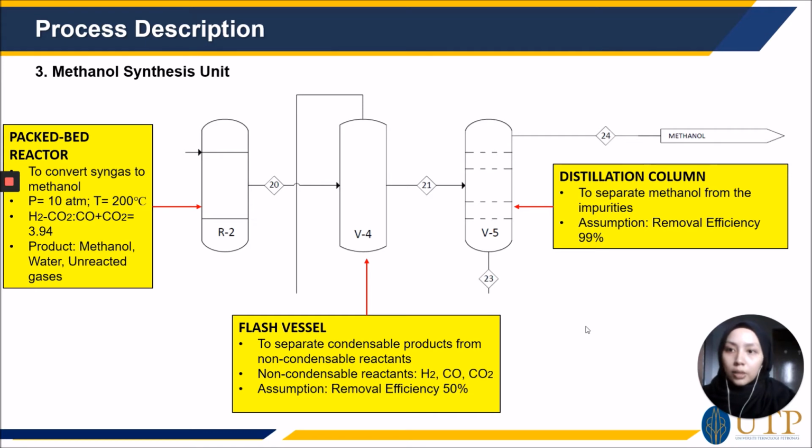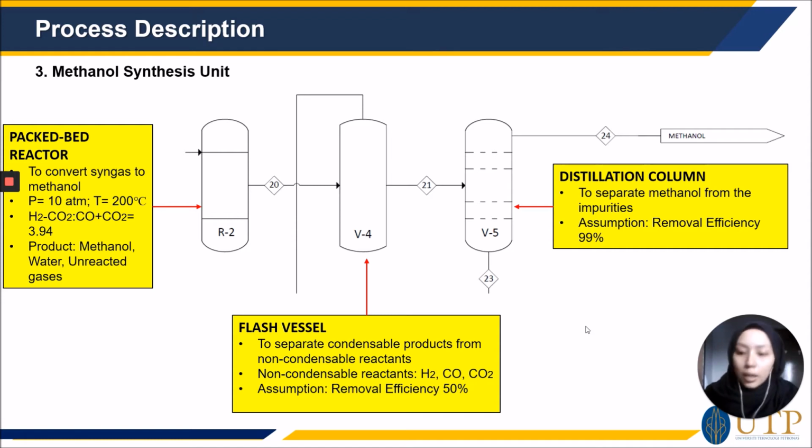The product produced from the reactor is methanol, water, and also the unreacted gases. Next, the product will be moved to the second unit, which is the flash vessel, which is to separate condensable product from non-condensable reactant. The non-condensable reactant is hydrogen, carbon monoxide, and also carbon dioxide.